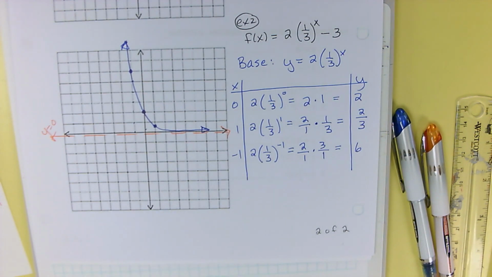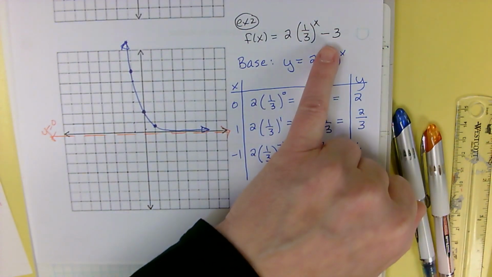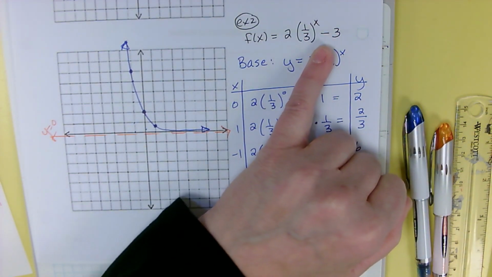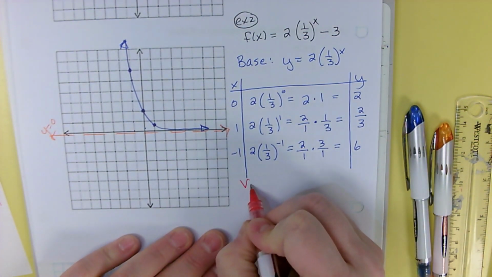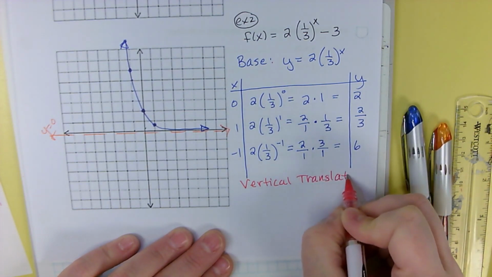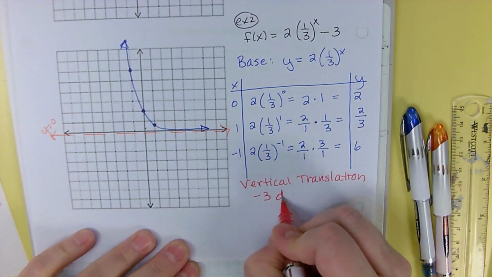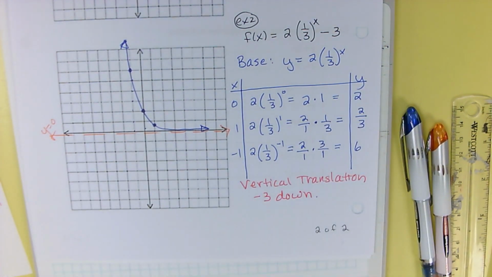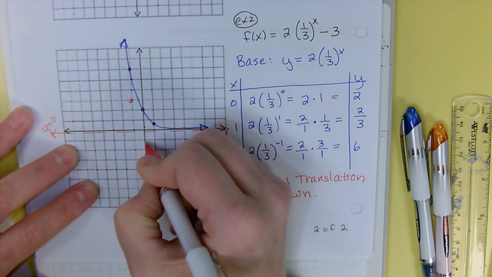Okay, so let's describe the transformation from the base graph to our graph. The only difference is there's a -3. It's on the outside of the exponent. So when you add or subtract to the outside of the exponent, it is a vertical translation, so vertical. And for vertical, what you see is what you get. So it's -3 down. So that's the description. So take each of your points off your graph and count down 3. 1, 2, 3, 1, 2, 3, 3.